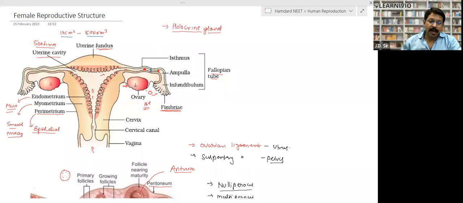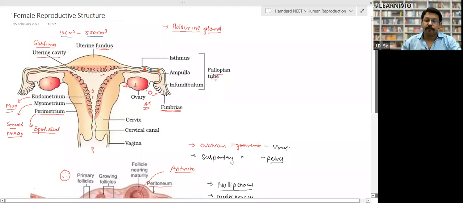This tube-like structure is called the fallopian tube. The fallopian tube connects the uterus with the ovary. Now the fallopian tube has three parts. This long part is called the isthmus. This part is called the ampulla, and this part is called the infundibulum. So this funnel-like structure is called the infundibulum.